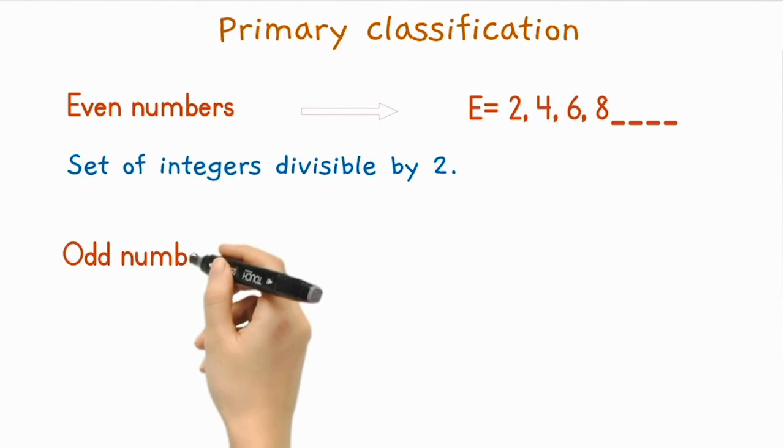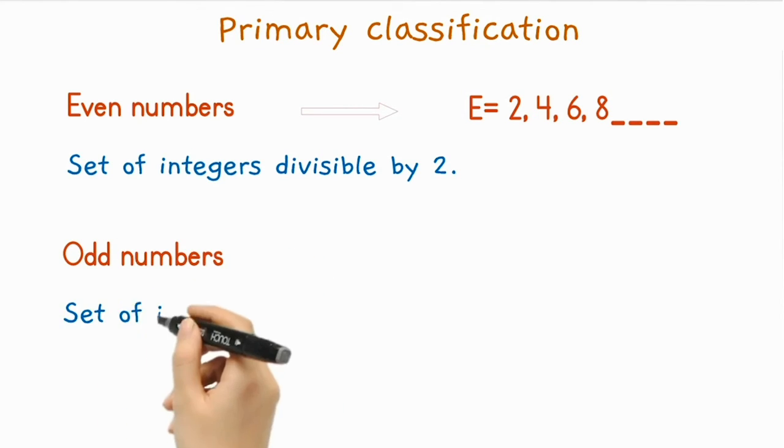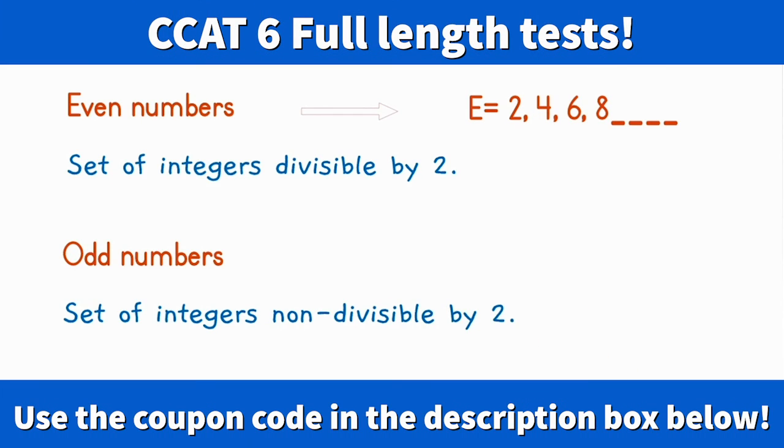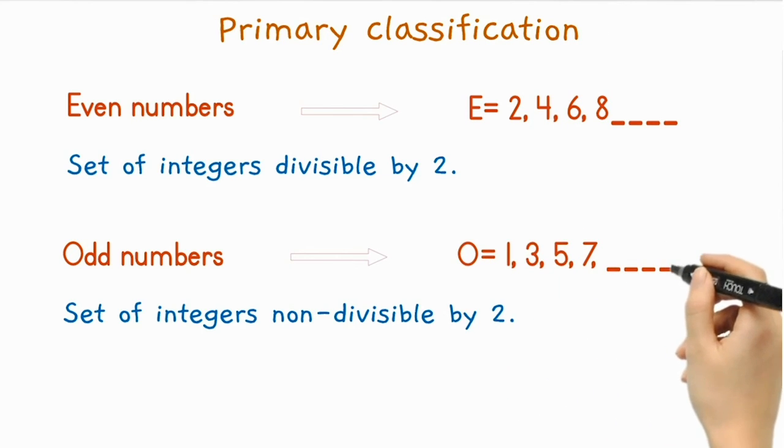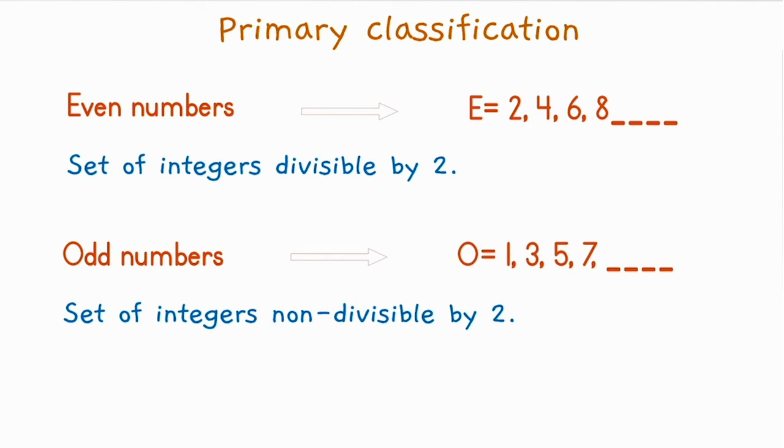Next, odd numbers. The set of integers which are non-divisible by 2 are odd numbers. Set of odd numbers represented with letter O is given as 1, 3, 5, 7, 9, and so on up to infinity. Remember, negative integers can also be included in their respective even and odd number sets.